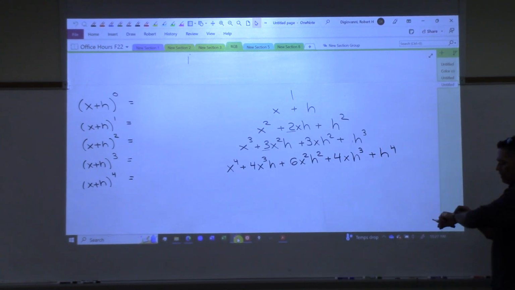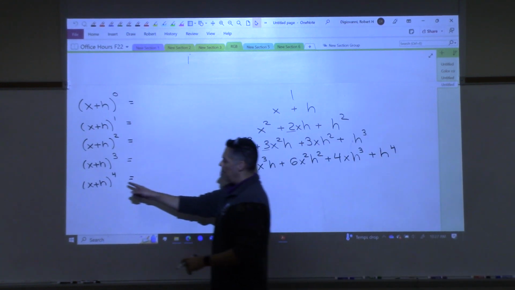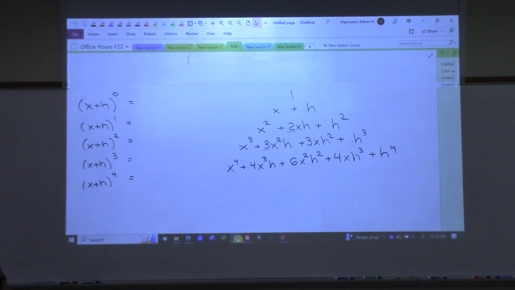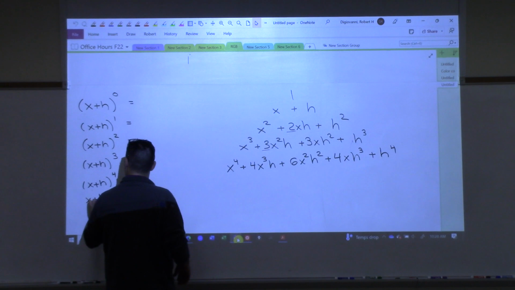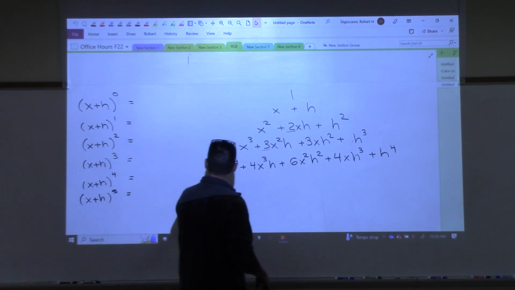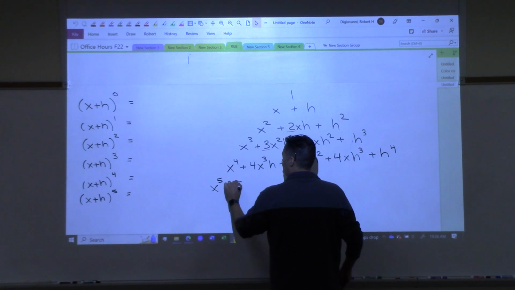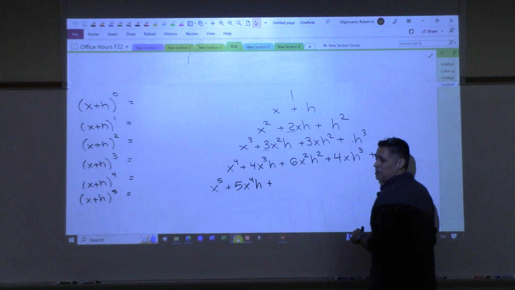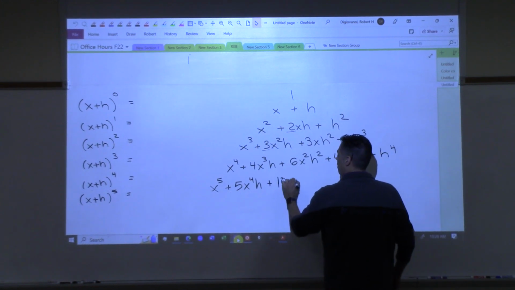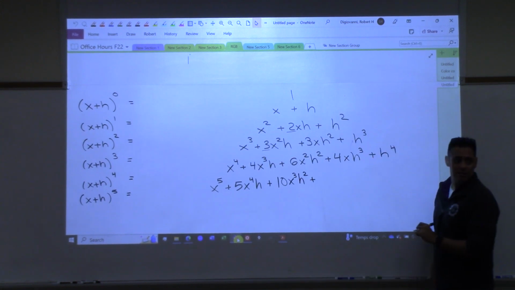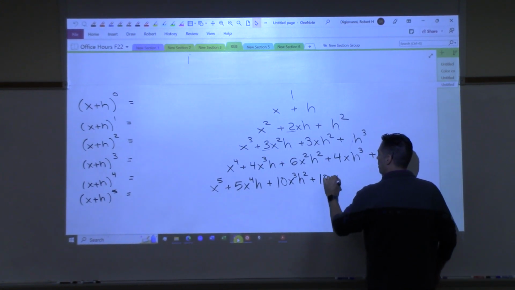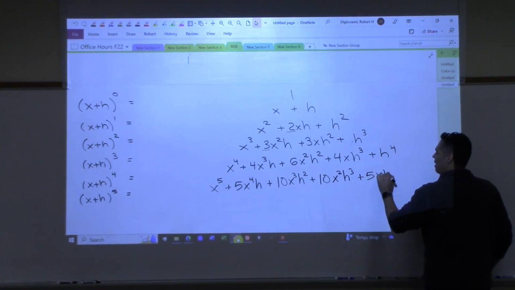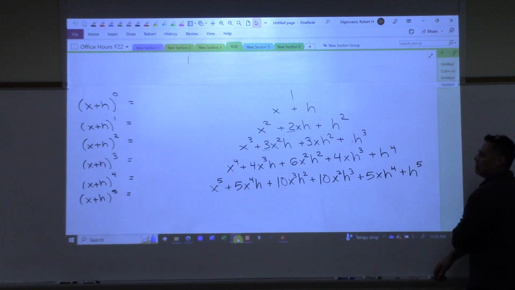That's what the next line is. If you were to multiply 4 of them together and collect all your like terms, that's what you would get. I'm going to do one more. The next one would be x to the 5th, as you might suspect. And then it's going to be 5x to the 4th h plus, and anyone know? 10x to the 3rd h squared plus 10 again. Have you seen this before? Okay, you've seen it. And then 5xh to the 4th plus h to the 5th. That's the next one.